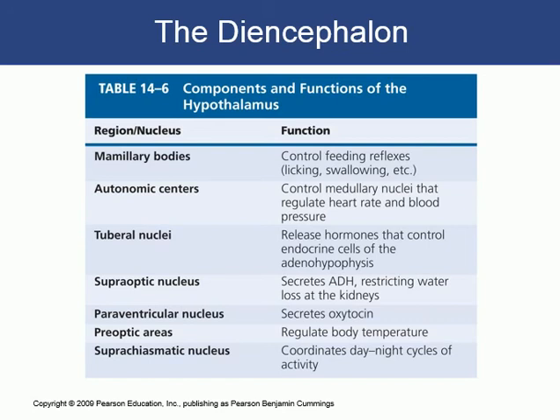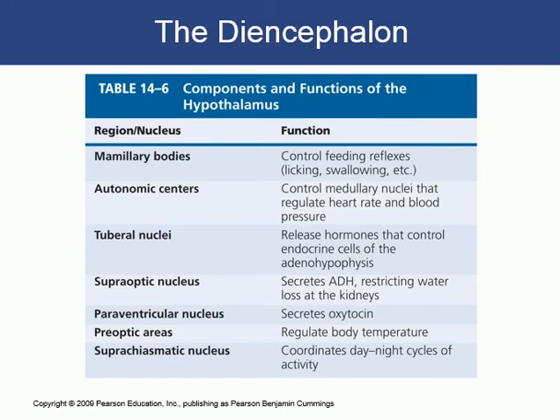So there are some more details that we need to know about the hypothalamus. The diencephalon is thalamus, epithalamus, hypothalamus. Epithalamus contains the pineal gland that secretes melatonin. How about the hypothalamus? The hypothalamus contains these nuclei, and each one of those has a function.